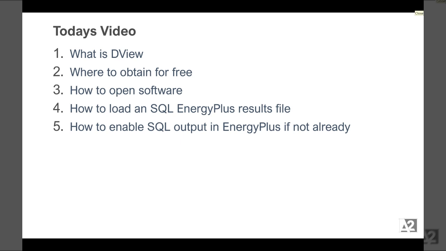So what is DView? We're going to look at that real quick. We're going to look at where to obtain the software, how to open it, how to load a SQL data file from Energy Plus of results, and then how to enable that data file if it is not already enabled in Energy Plus. We'll do another video on how to actually add specific output results at different time series to the library. But in this one, we're just going to assume you already have an output file and just look at the results.